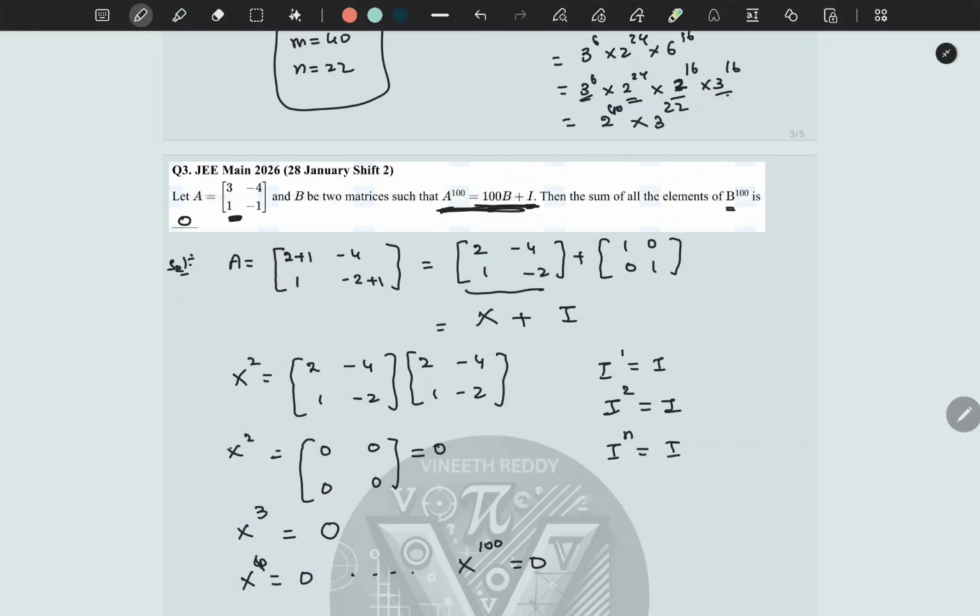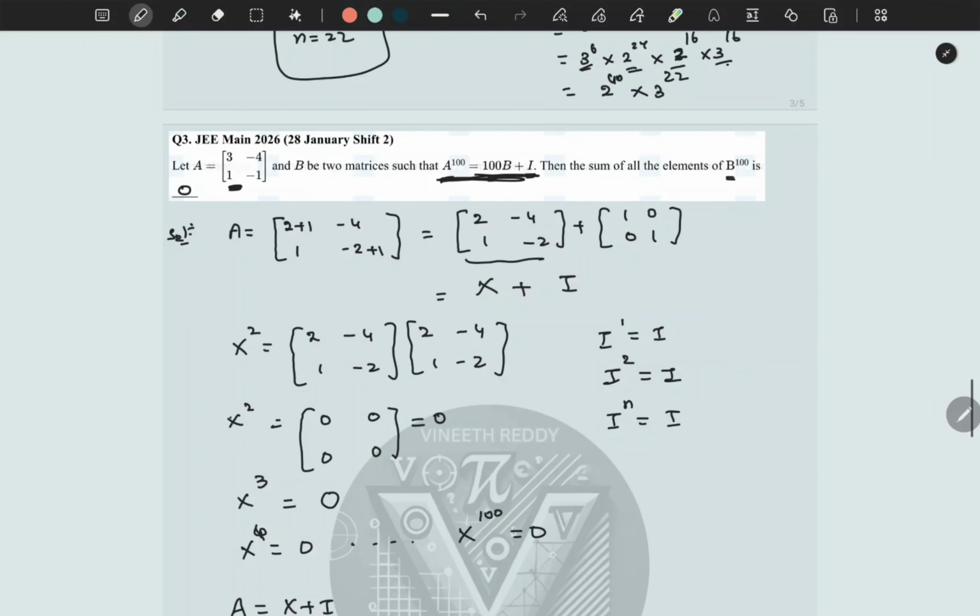So you can definitely refer to solution 1, dear students, and try the question in that way, and do comment your answer in the comment section using that method.